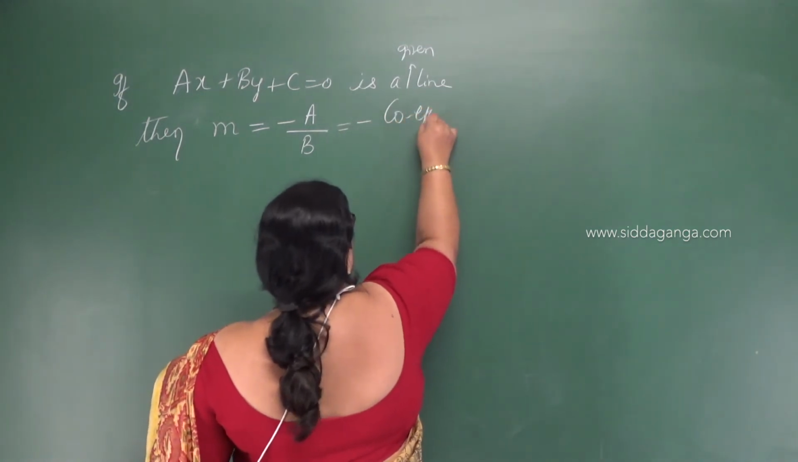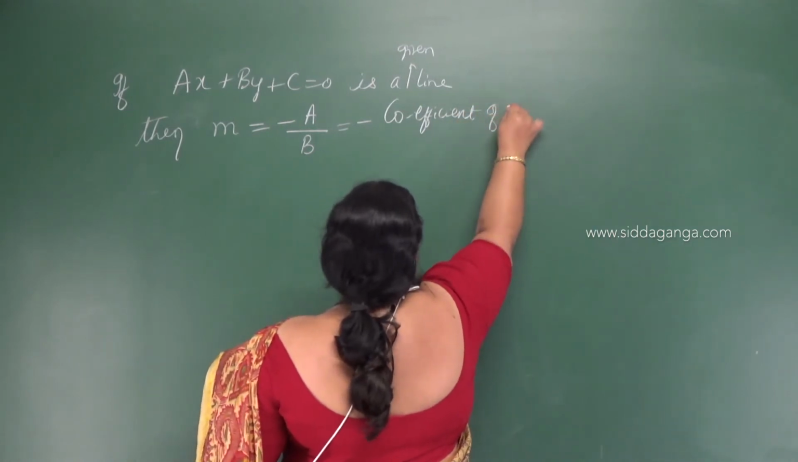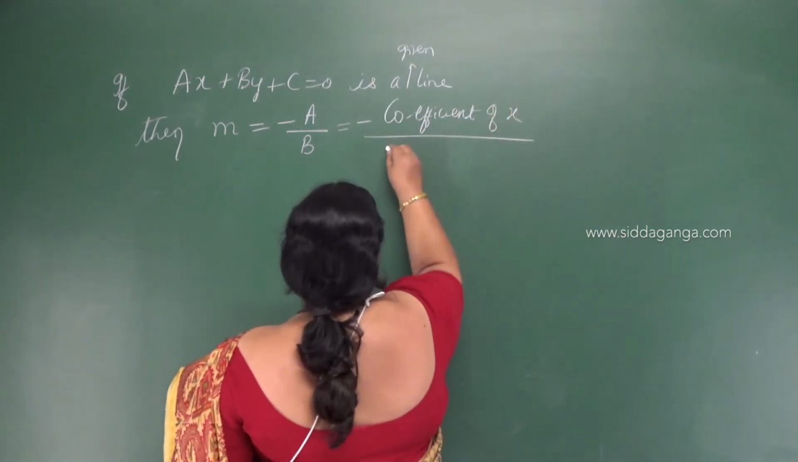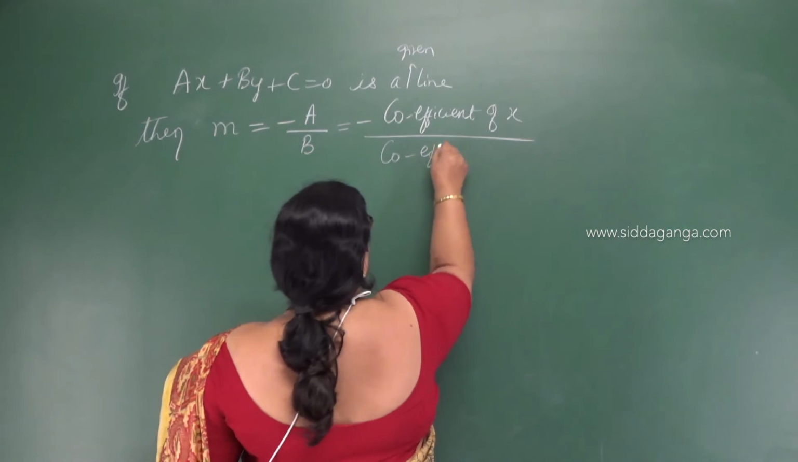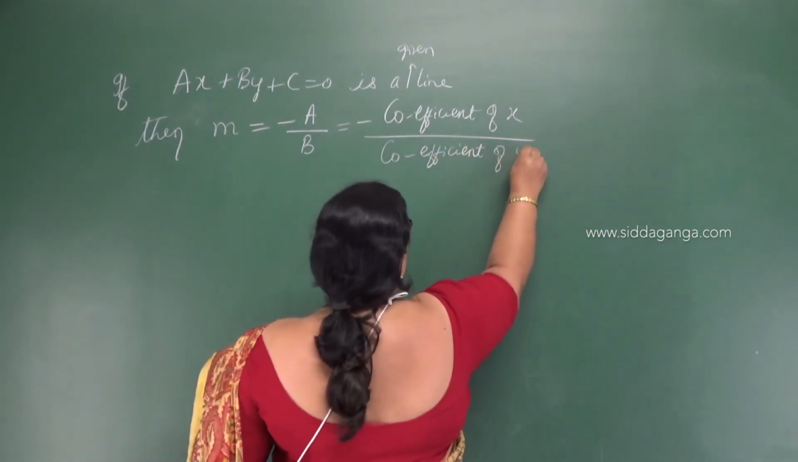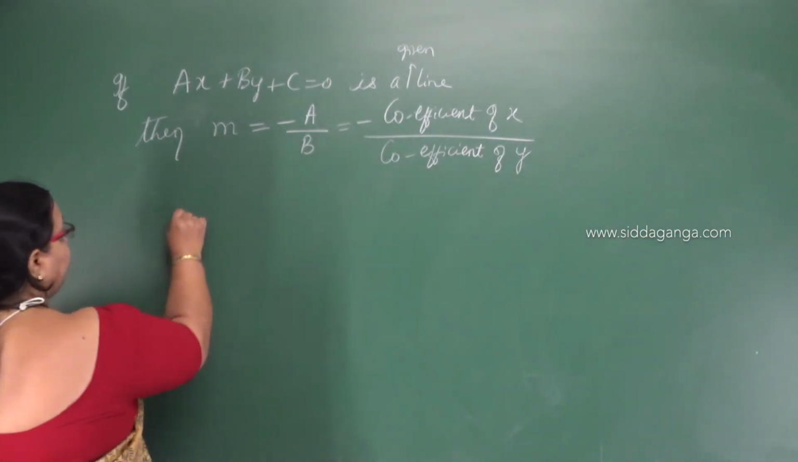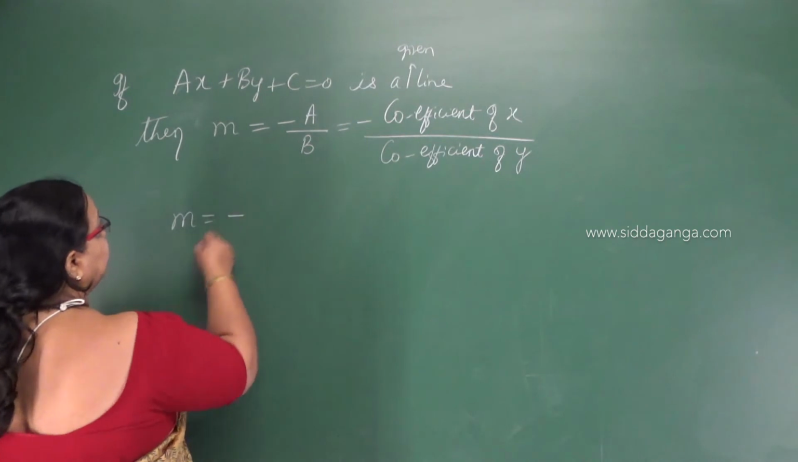This is the coefficient of x divided by the coefficient of y. This you should know. Coefficient of x divided by coefficient of y. Therefore, m equal to minus that.